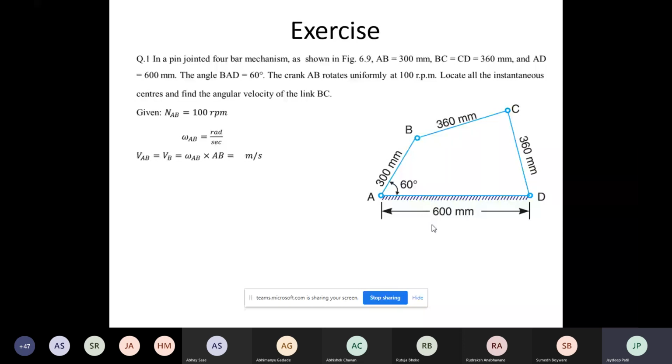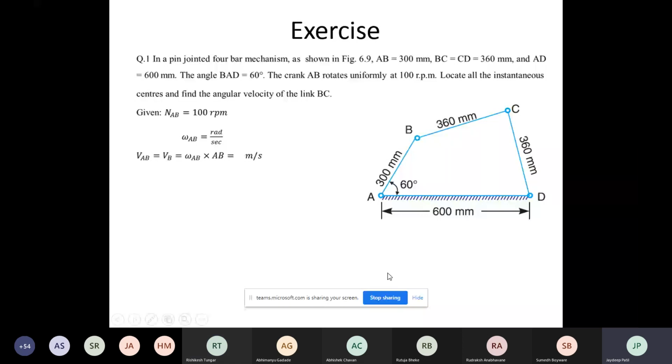Okay, now see the first problem. सबने ड्रॉ किया है कि नहीं? Yes, sir. हाँ, ठीक. Okay, now I will explain first of all how to draw this figure.